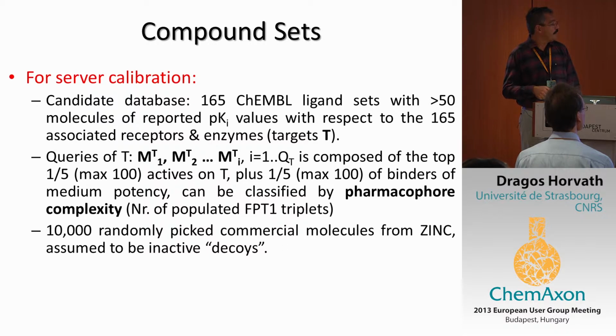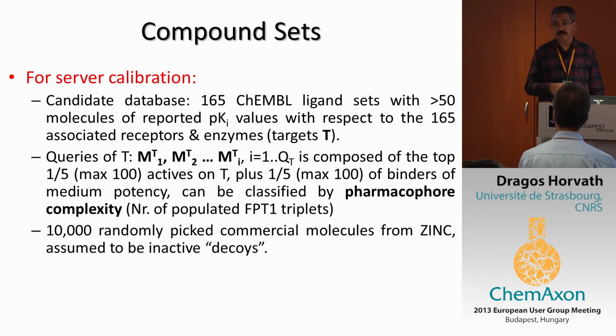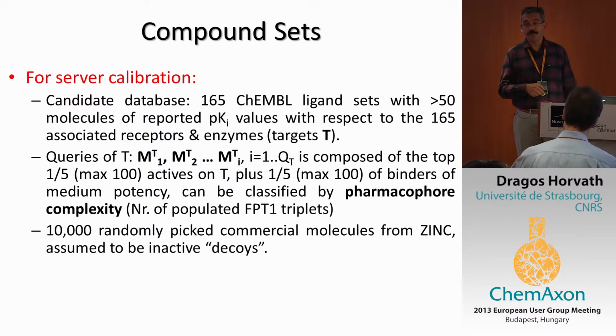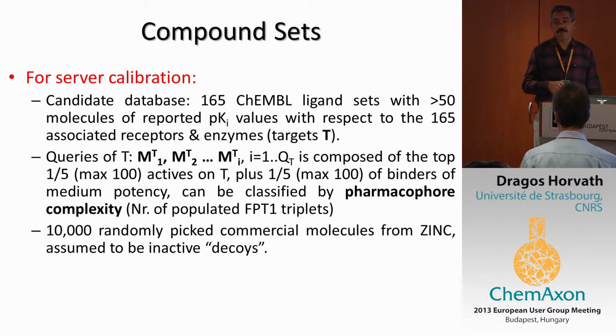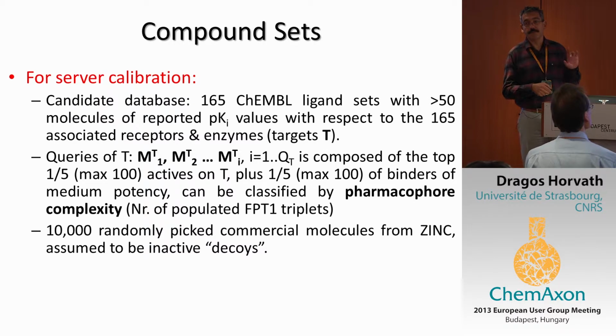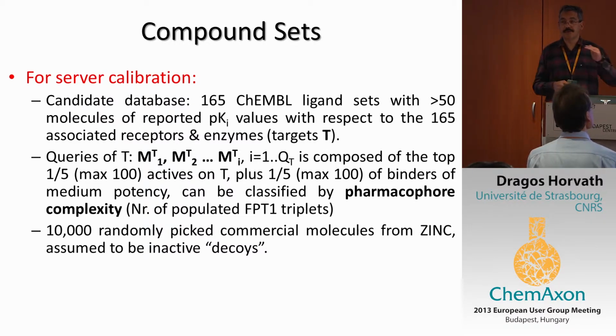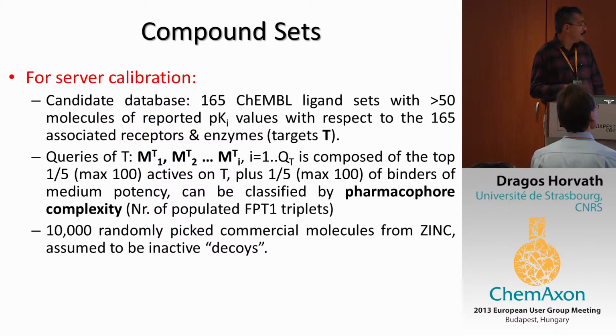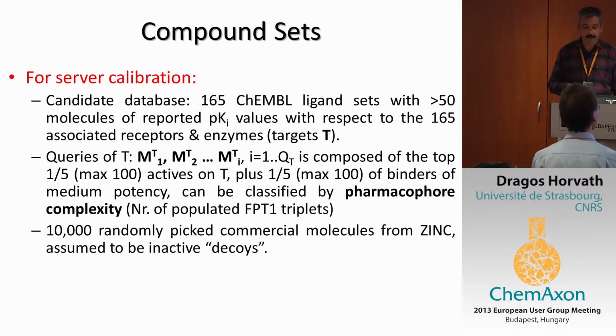And out of each set, we considered queries, that is the top of the list, the topmost actives, but also a series of average queries somewhere in the middle of this list in order not to bias the results by considering only the top nanomolars. And then we use decoys, something randomly picked out of ZINC.